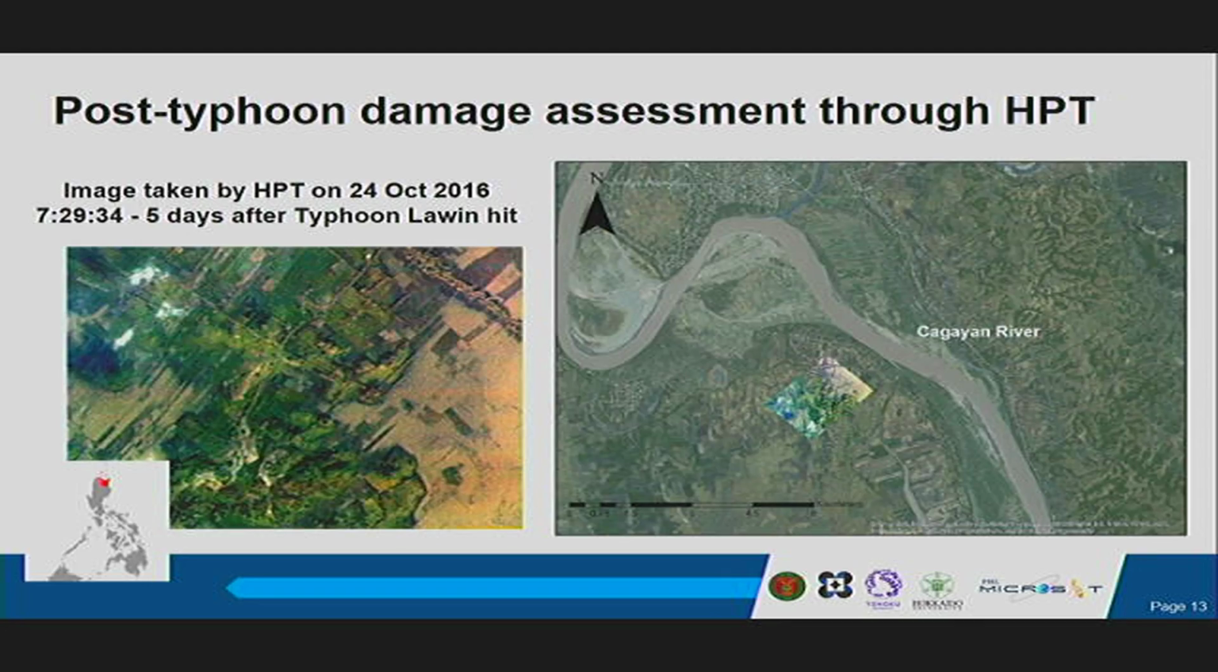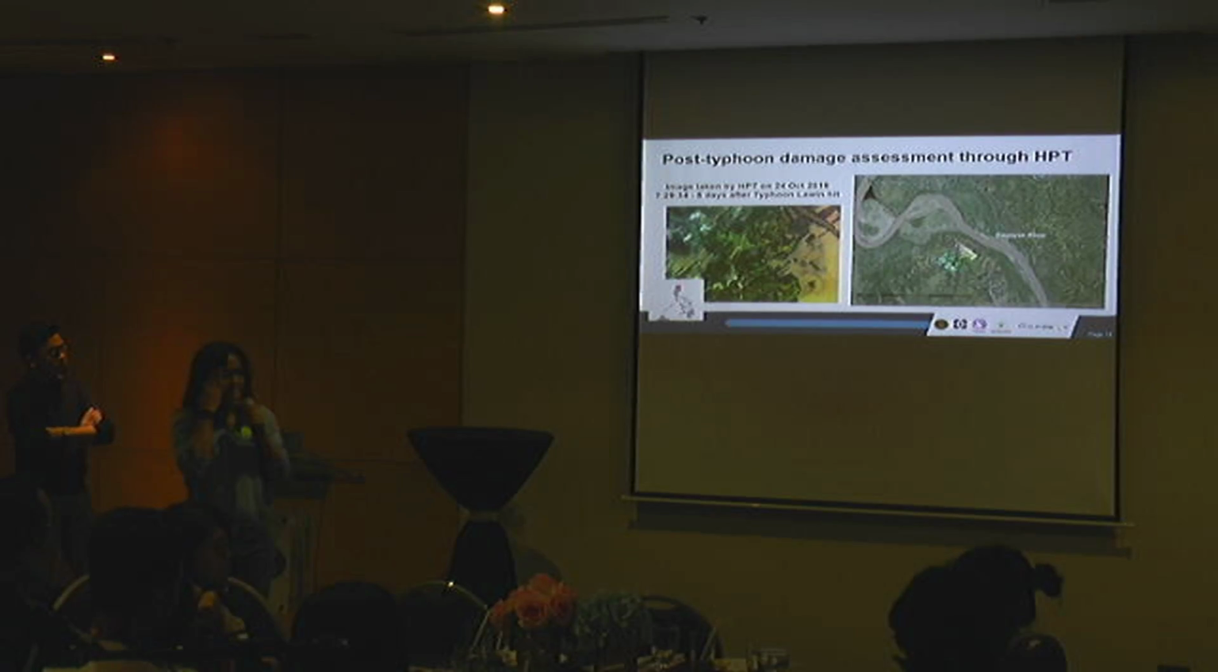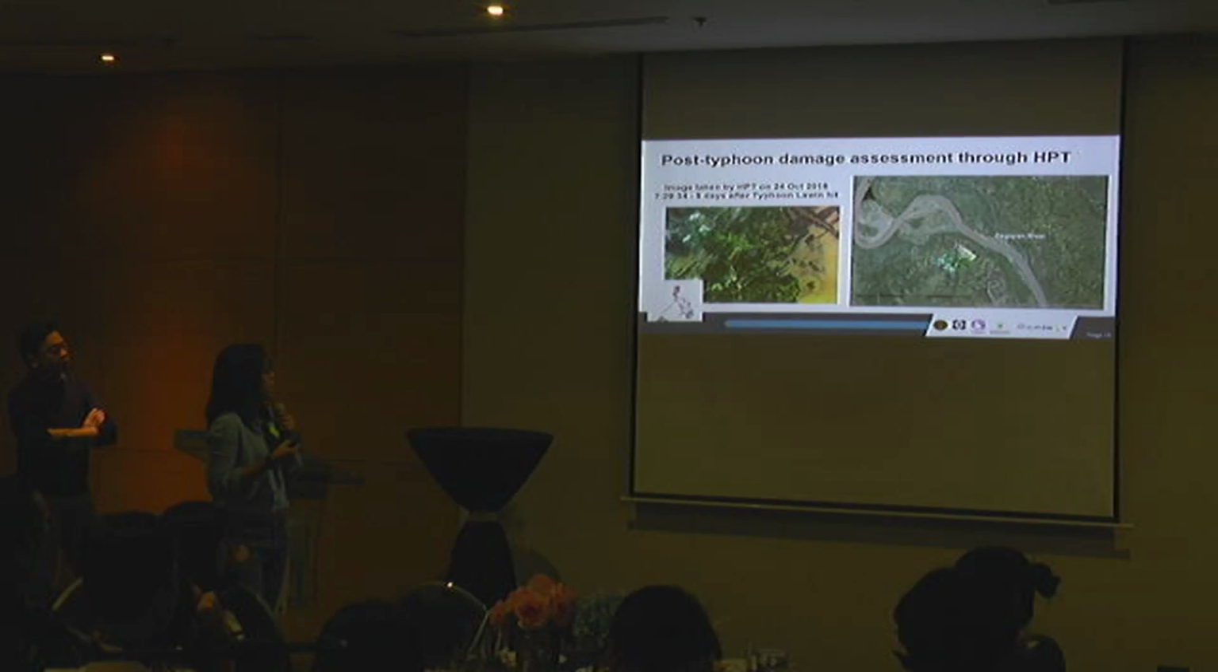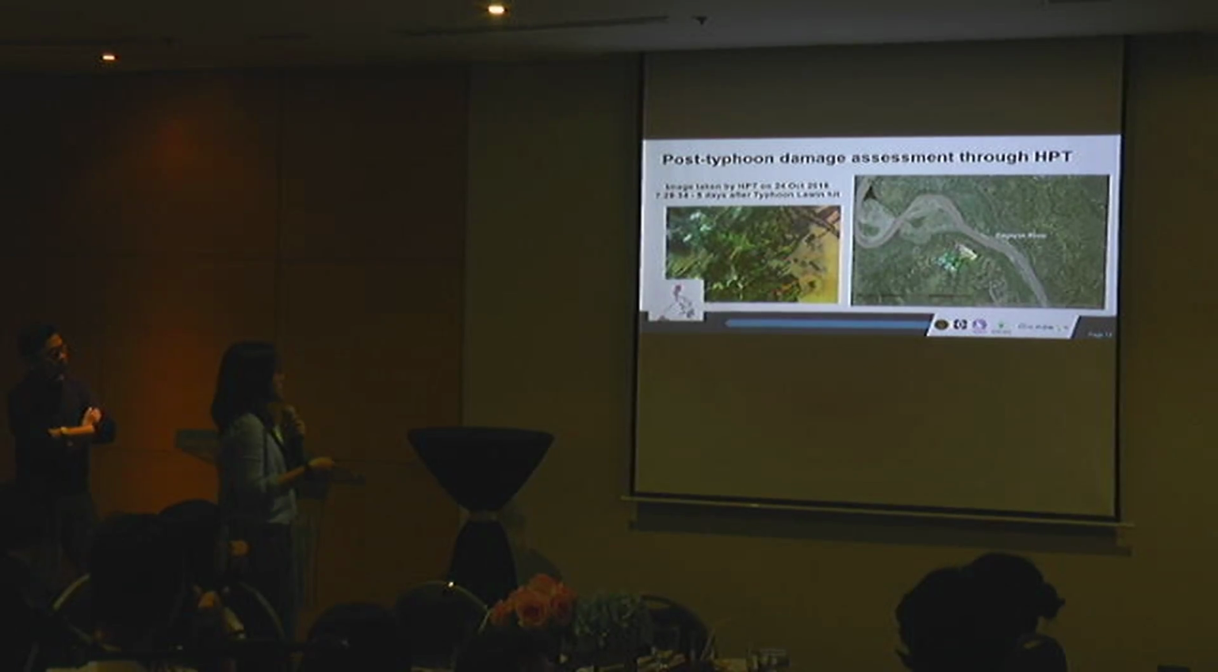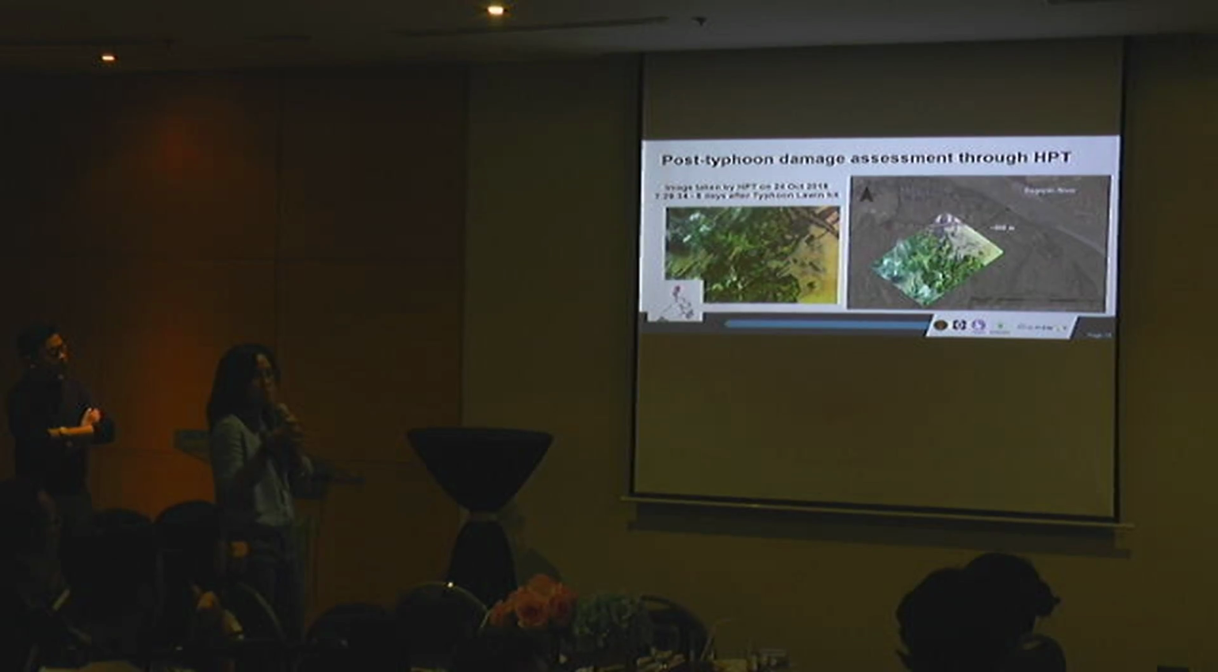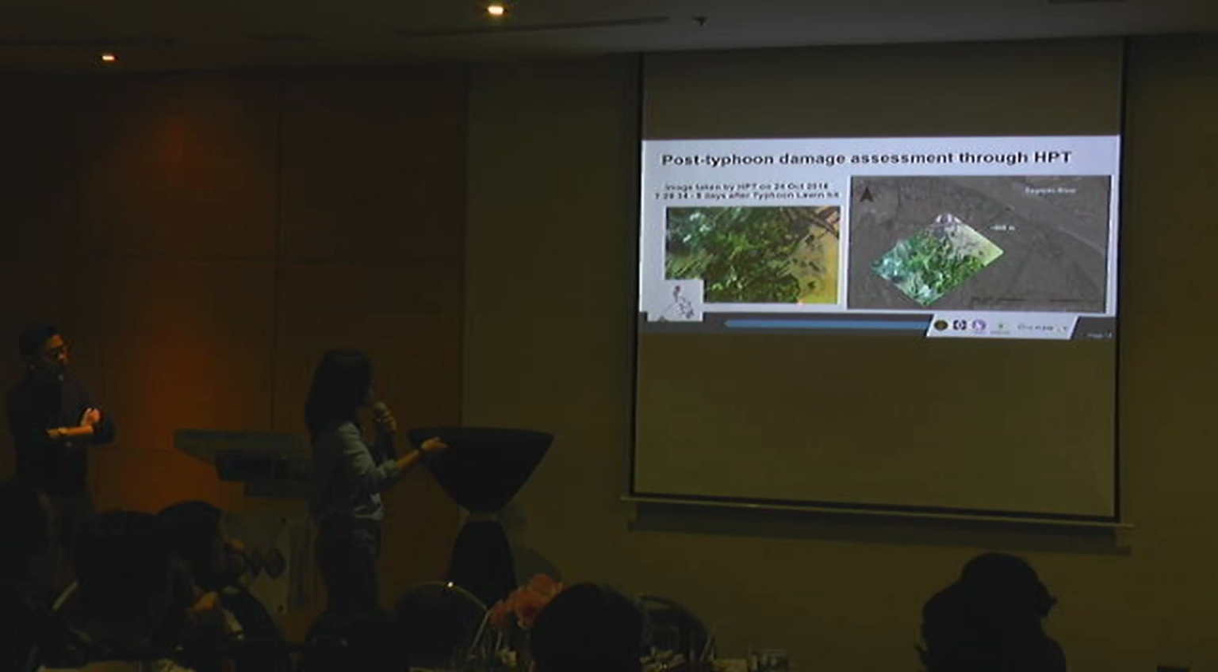Okay, so one of the things that we do with these images that Diwata 1 is taking is we try to observe post-disaster damages. In this example, I'm showing an image taken by HPT last October 24, 2016, after Typhoon Lawin hit the northern part of Luzon in Cagayan. It's around 866 meters from Cagayan River. From this image, you can see that these are actually a crop field, and these are floods.